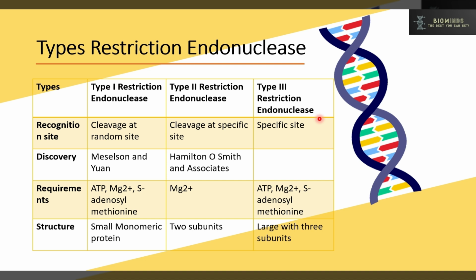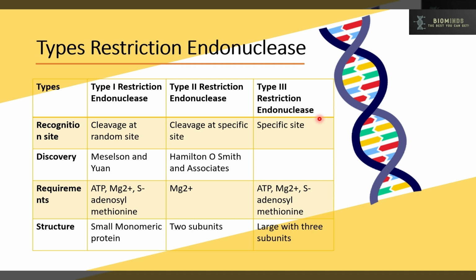Next come the requirements. As these are enzymes, you all know enzymes require something, right? Cofactors or an energy source. Type 1 and type 3 require three important things: ATP, magnesium ion, and S-adenosylmethionine, whereas type 2 requires only Mg2+. So if you are working with type 2, you have to give it Mg2+, and your reaction will occur very smoothly.